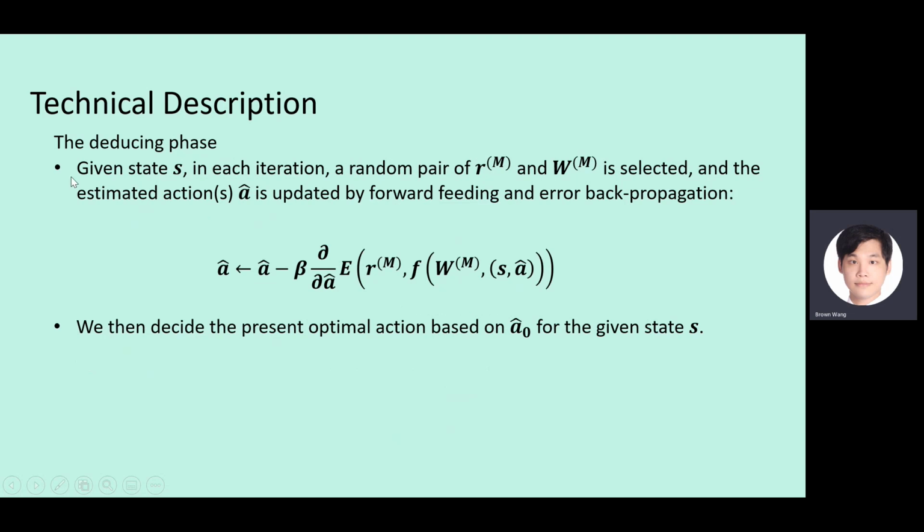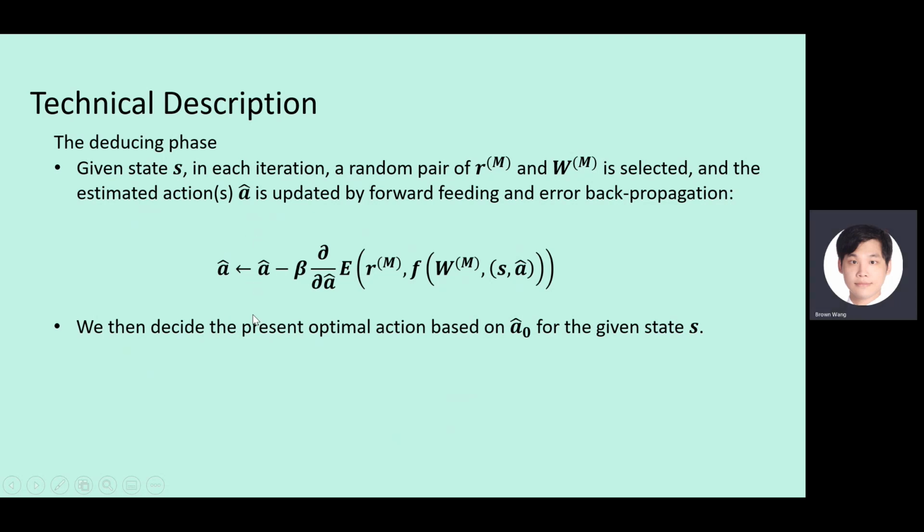Then in the deducing phase, given a state, in each iteration, a random pair of optimal reward and trained neural network is selected, and then the estimated actions will be updated by forward and error backpropagation. So in each update process or deducing iteration, a new or random pair of optimal reward and their respective learned weight matrix will be selected for actions to be updated. So the estimated action can escape local minima.